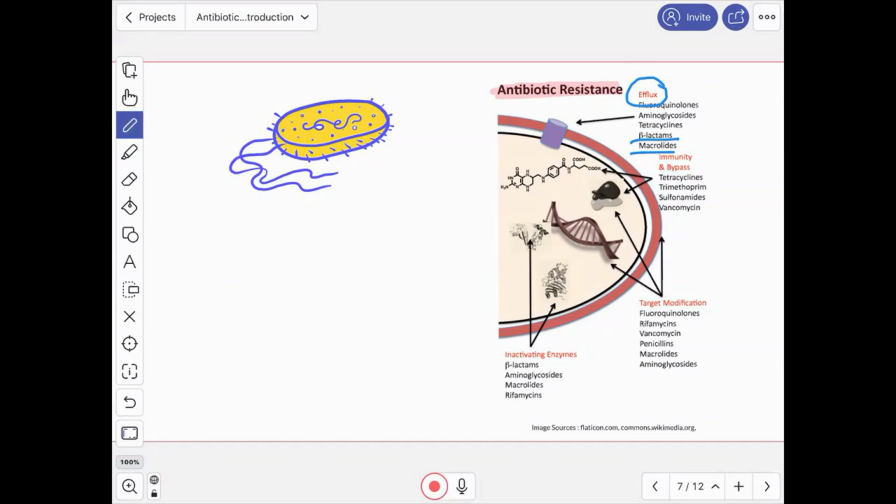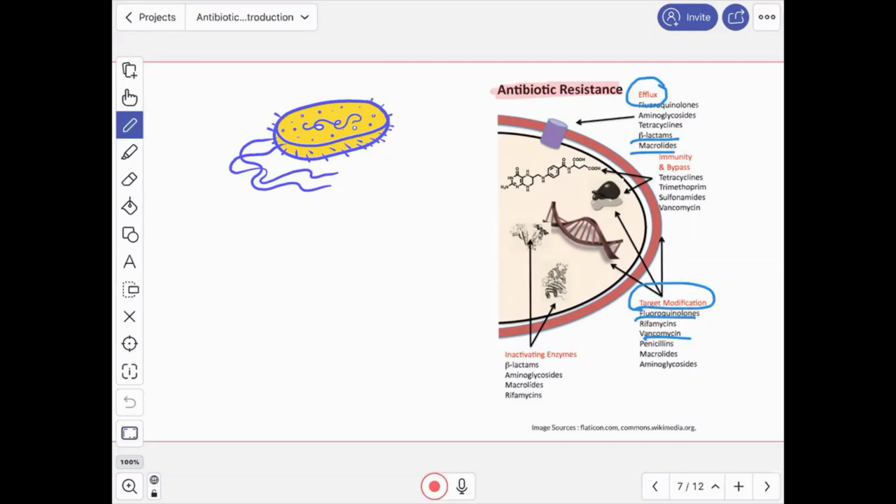Another scenario one can think of is that the bacteria which might be resistant to an antibiotic might harbor alterations in their DNA such that they can modify the targets which antibiotics like fluoroquinolones, rifampicin, or vancomycin would usually target. For example, fluoroquinolones can target the DNA synthesis machinery, and rifampicin can modify the RNA synthesis machinery.